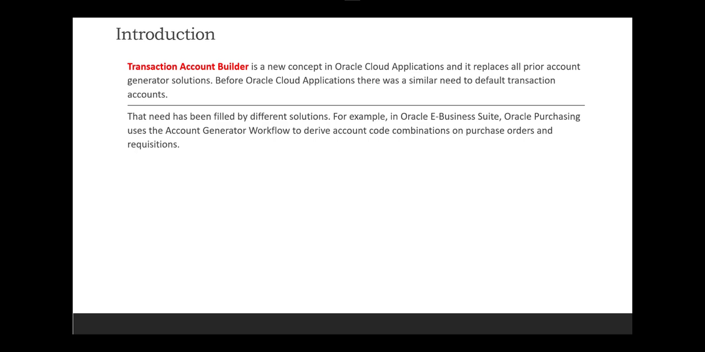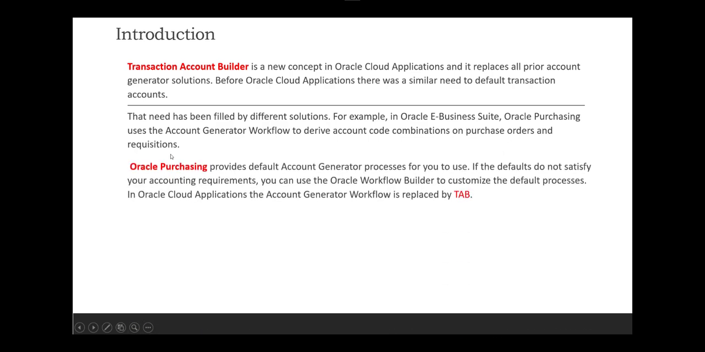For example, in Oracle E-Business, Oracle Purchasing used the Account Generator, if you remember this feature, which is an account generator workflow to derive account code combinations on PO and PR. Oracle Purchasing provides a default account generator process for you to use. If the defaults don't satisfy your account requirement, you can use Oracle Workflow Builder to customize the default processes. In Oracle Cloud applications, the account generator workflow, which was in E-Business, is replaced by TAB, or Transaction Account Builder.